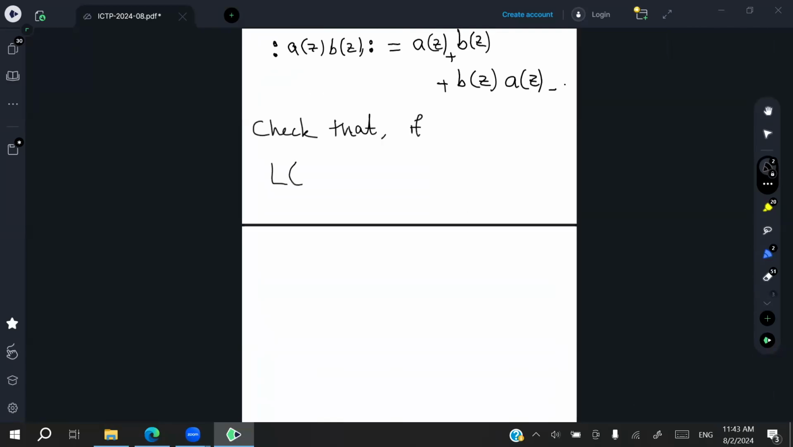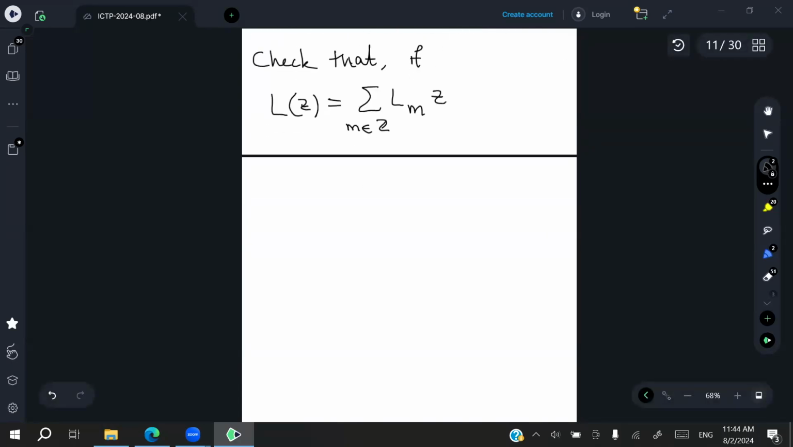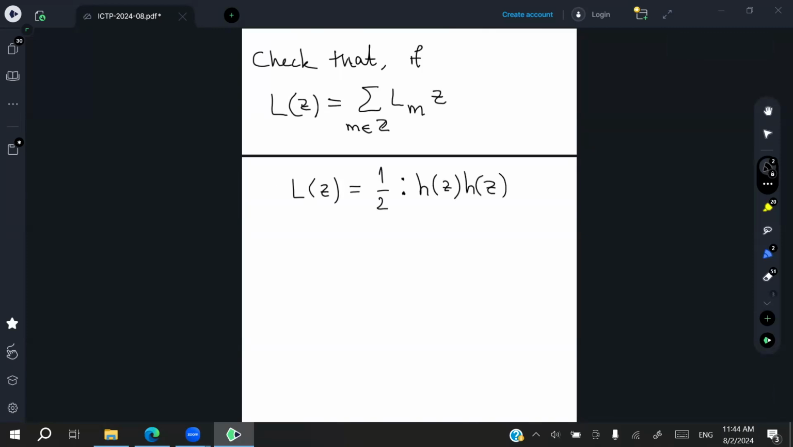If we write L(z) as the sum of the L_m, so these operators L_m that we had before, I'm going to put these into a generating series. The statement I want to make is that L(z) is, remember, one half times some normally ordered product of the operators h(z), h(z). Okay, so this is what you're supposed to check.